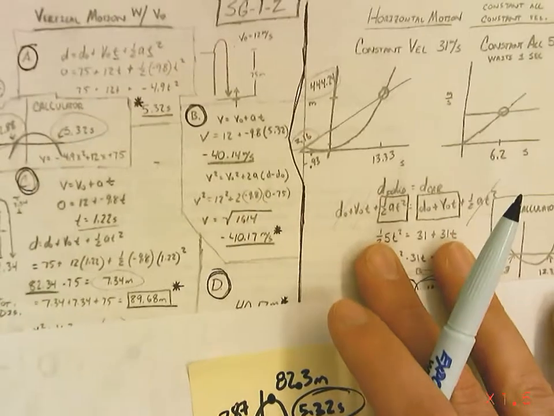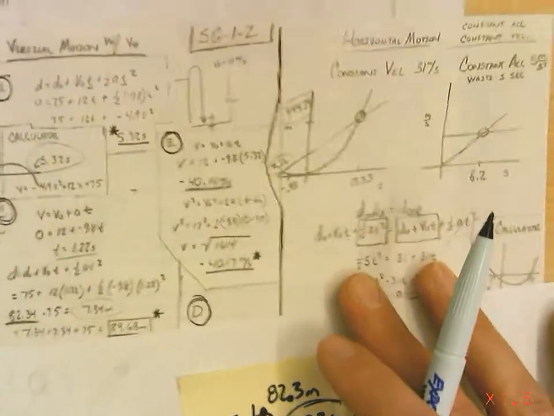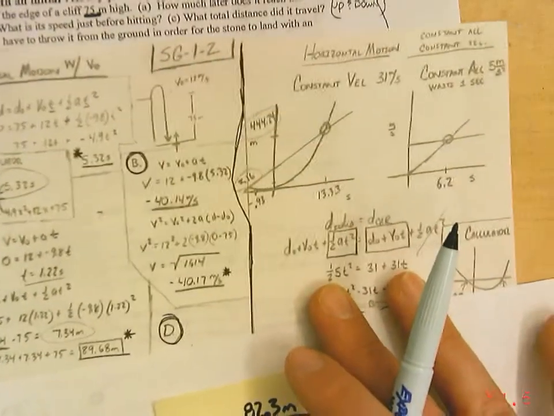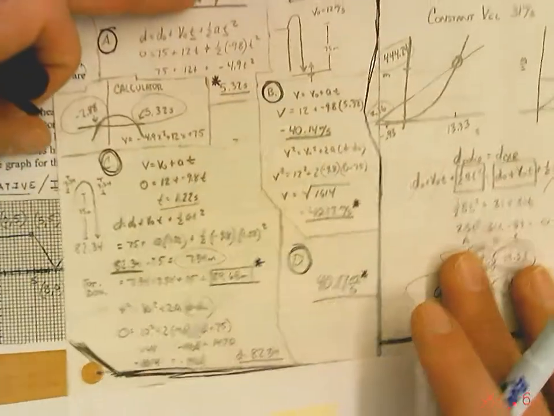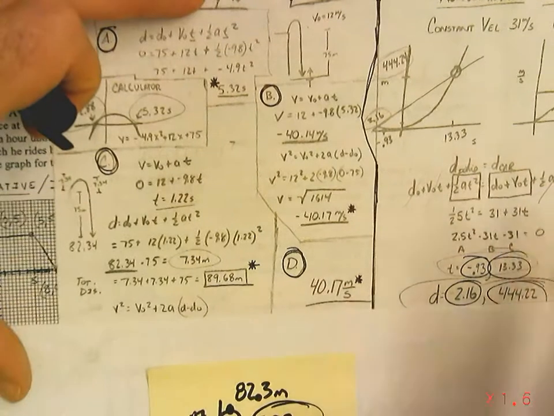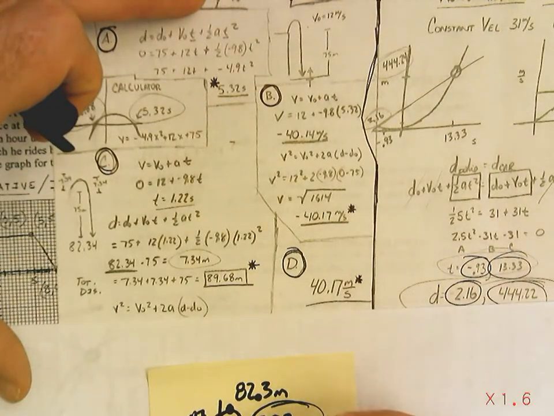Okay, C wants to know, what does C want to know? C wants to know what total distance it traveled up and down. So up and down distance. I don't think we've really done this one before, but if you just think about it, it shouldn't be too bad. Using the calculator first, we started at a height of 75.